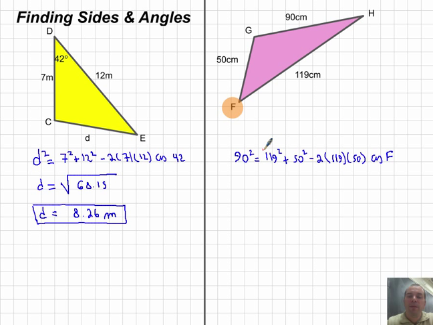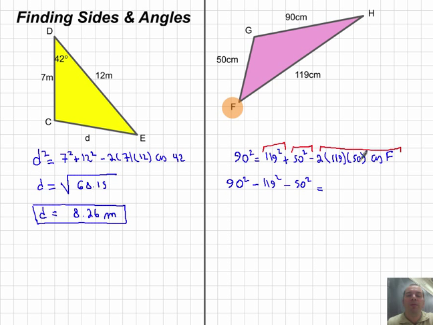Notice that I have 3 terms. 1 term, 2 terms, and 3 terms. I cannot put these numbers together with these other terms. Those numbers are multiplied by cos f, so I cannot let them go in over here. So my first step is going to be to move these other 2 terms to the other side. So I'm going to have 90 squared minus 119 squared minus 50 squared, and that's going to be equal to this. Now because 119 and 50 are multiplying cosine f, they're going to go divide into the other side.